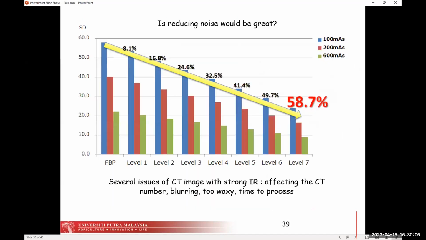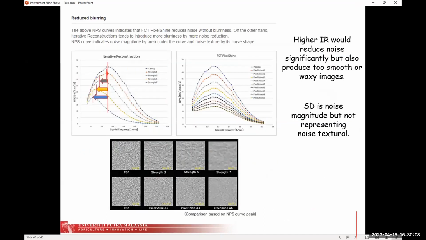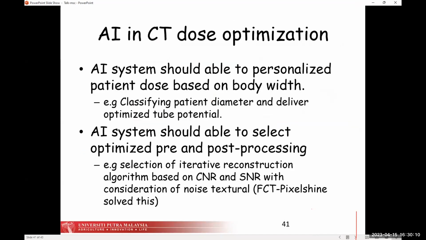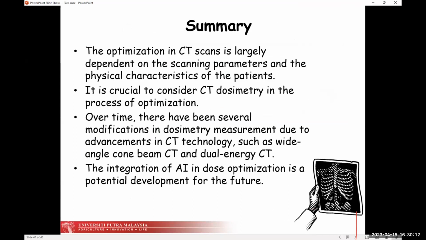I think I'm taking so long presenting all this, so I go into the summary. The optimization in CT scan is largely dependent on the scanning parameters and the physical characteristics of the patients. We already talked about the importance of optimization and the parameters that influence the dose in CT. So it is crucial to consider CT dosimetry in the optimization process.